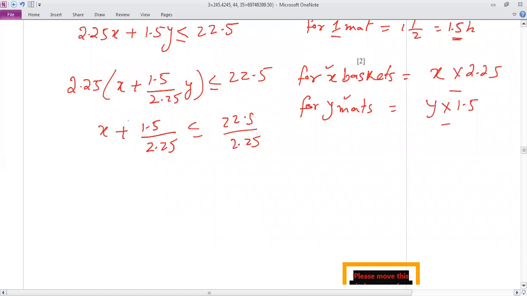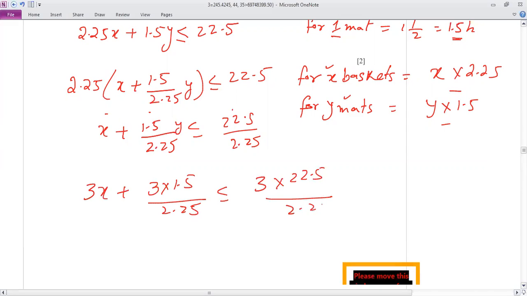So to make 3x, now I will multiply everything with 3. Multiply this with 3, this with 3, this with 3. It will become 3x plus 3, oh sorry, here should be y also, multiply 1.5 over 2.25 y less than or equal to 3 into 22.5 over 2.25. Now you can simplify 3x.